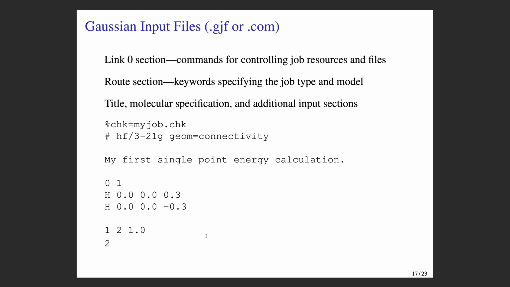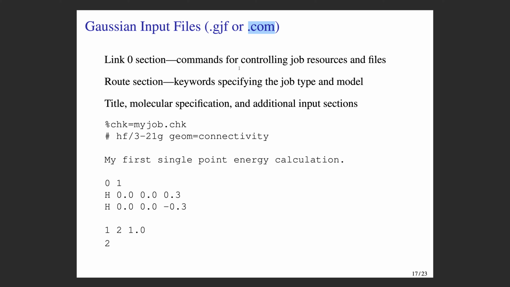Here is going to be an example of an input file for a simple molecule. It looks like this is diatomic H2. Gaussian input files have the file extension .gjf or the file extension .com, which stands for command. These are the types of file extensions that are generated by the graphical user interfaces that we'll use.